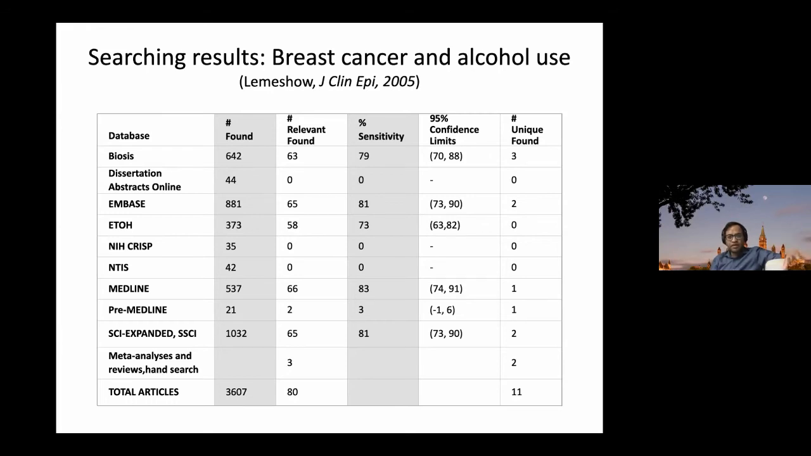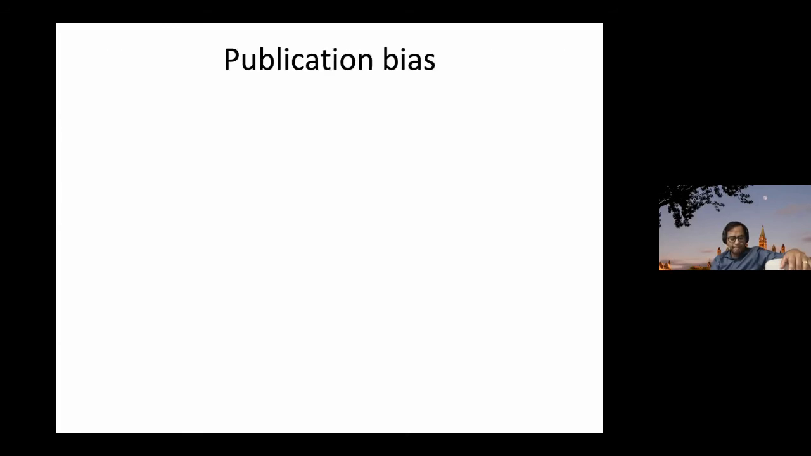So there are all these other places where you find papers, and this is important if you want to make sure you're not missing anything. Papers are being published in all these kinds of sources. And lastly, look at that last row. There were two papers that were found by looking at other meta-analyses and by doing a hand search. So don't discount all those other methods of being really careful and finding papers.